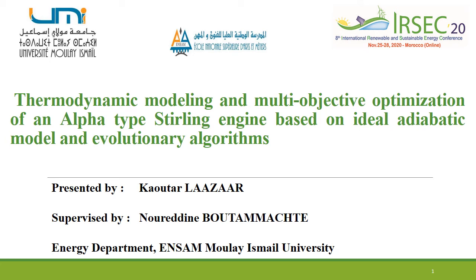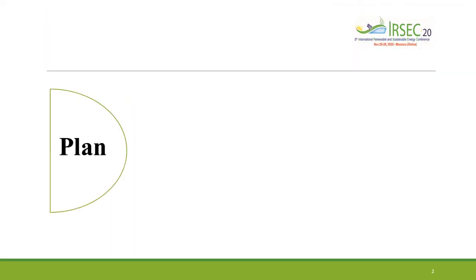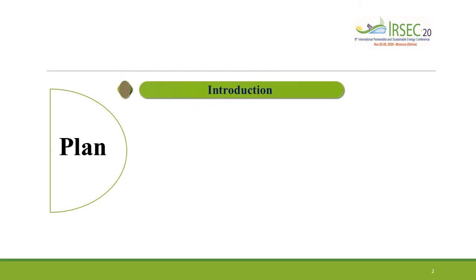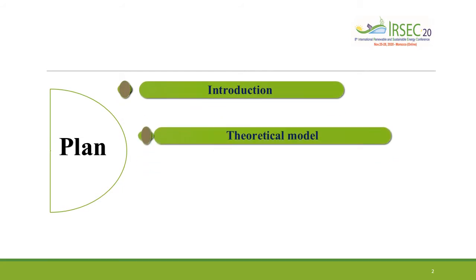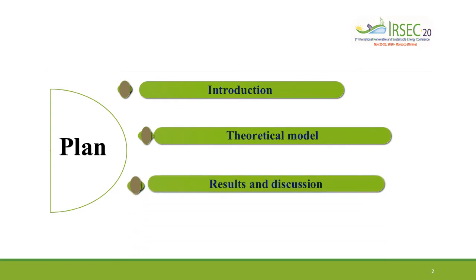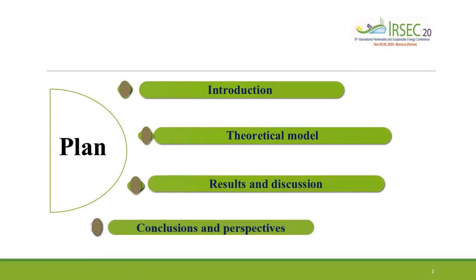Hello, I am glad to present our work entitled Thermodynamic Modeling and Multi-Objective Optimization of an Alpha-type Stirling Engine based on ideal adiabatic model and evolutionary algorithm. Before we start, I present the following plan. We have at first a small introduction. Thereafter, we present the theoretical model used to extract our results, and then the main conclusion.